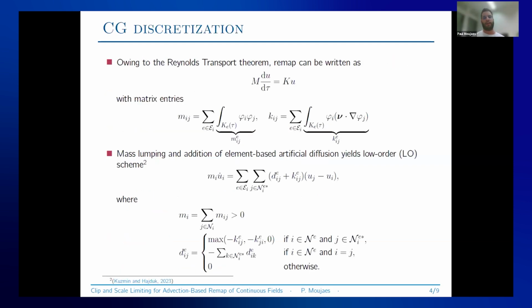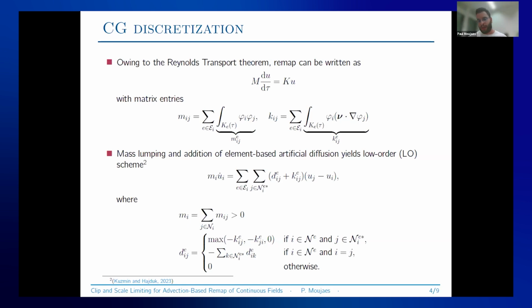So as I said, we can look at the advection-based remap, as the name says, as an advection equation. Owing to the Reynolds transport theorem, we can write it as such in the semi-discrete way with a mass matrix and a convection matrix. And looking at an element-based formulation, applying mass lumping and adding element-based artificial diffusion, we obtain a low order method, which we can write like this, because K has zero sums, and we construct D such that this sum here is non-negative, which is given by this definition.